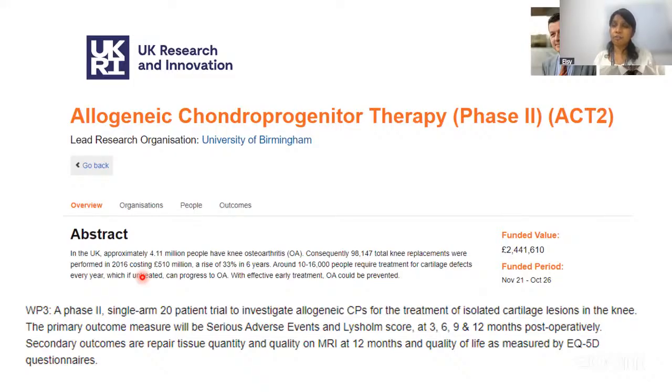It's by the University of Birmingham as well as Swansea University, where Dr. Elias is one of the senior consultants. The indication is chondral defects, in an allogeneic manner. And we hope this study will give us some insight into its potential.